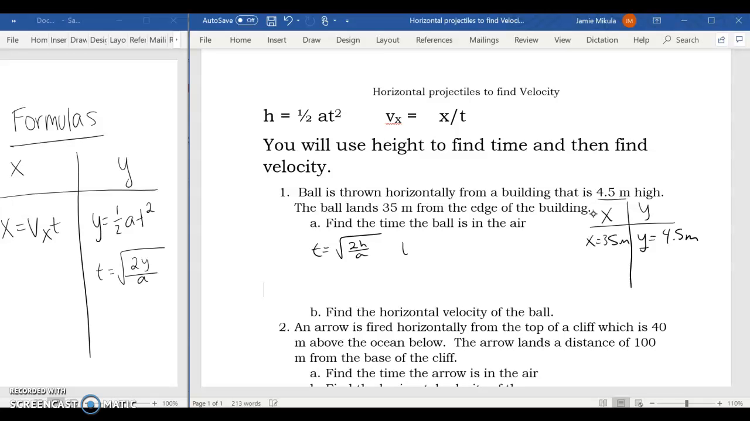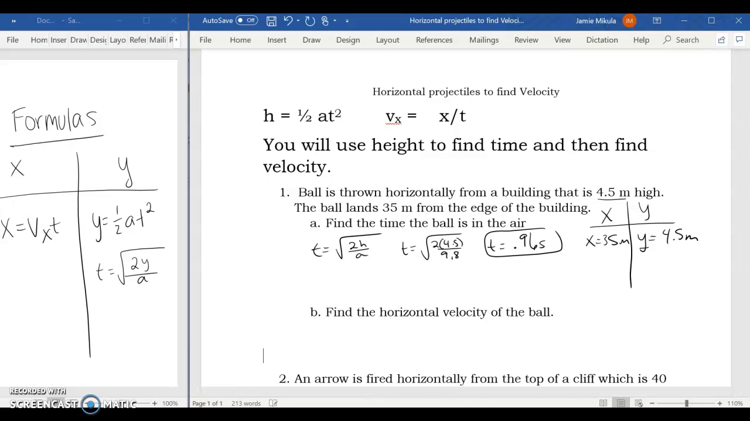to solve for time. So T equals square root 2, 4.5 divided by 9.8. So T is going to equal 2 times 4.5 divided by 9.8. Take the square root of that number and you get 0.96 seconds. All right, so that's time.